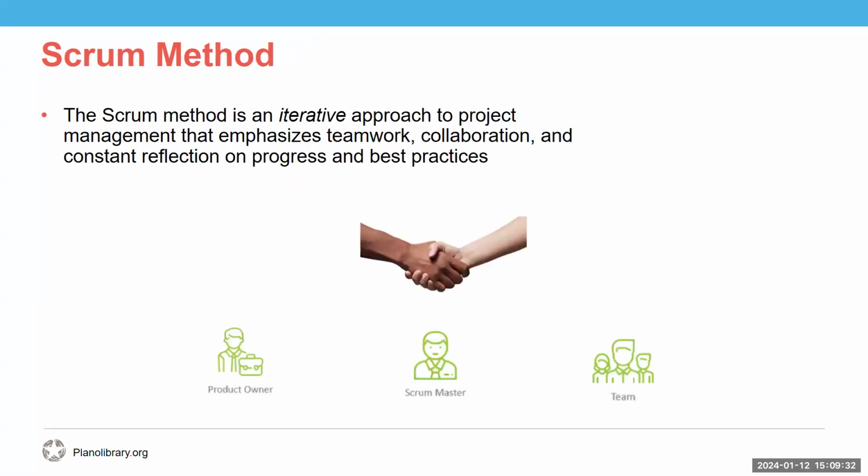Next is the Scrum method. So the Scrum method is an iterative approach to project management that emphasizes teamwork, collaboration, and constant reflection on progress and best practices. You can think of it more like a framework than an actual methodology. There are things such as formalized meetings, the daily Scrum, sprint review, and sprint planning that help facilitate collaboration and transparency. And this method has clearly defined roles to help promote clear communication and accountability.